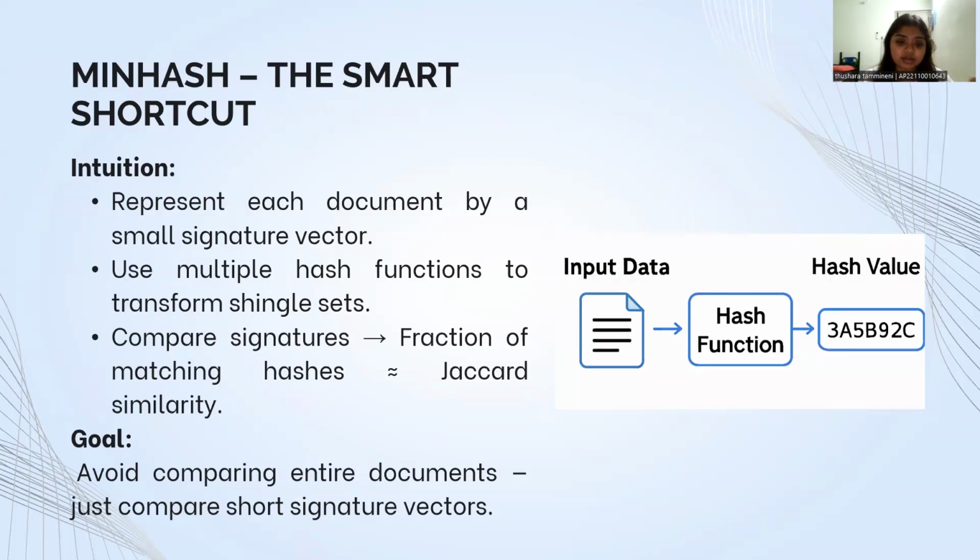And that's where MinHash comes in, the small shortcut. Instead of comparing the entire documents, MinHash creates a short signature for each one. These signatures are built using multiple hash functions, and the fraction of matching hashes tells us how similar two documents are. So we are comparing small signature vectors instead of full documents, saving time, memory, and computation.